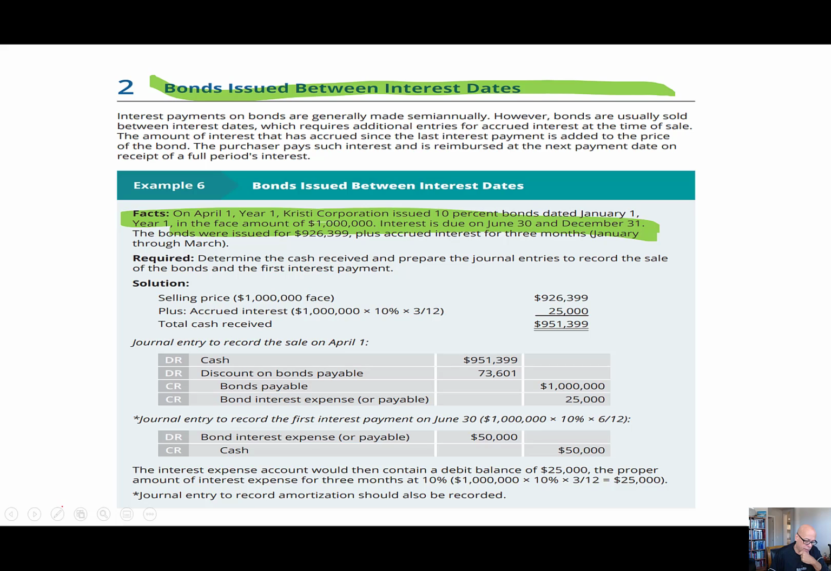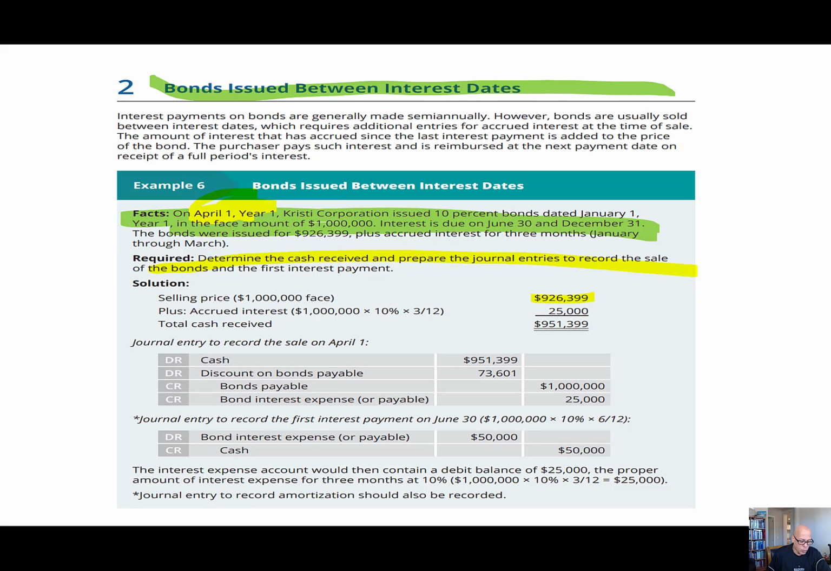And so what happens? They ask us in this question, well, how much cash are you going to get? Well, you know from our previous discussion already, this bond, which has a 12% interest rate, 6% semi-annually, 5 years, would have an issue amount of $926,395. But the other amount of cash we would collect on the issuance is not just the issue price, but also the amount of interest that is accrued. And in this example, it was April 1st that they sold that bond.